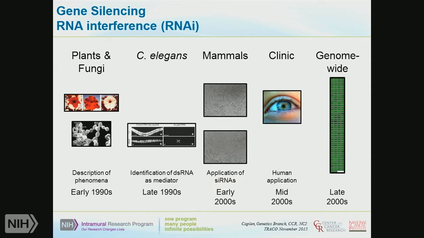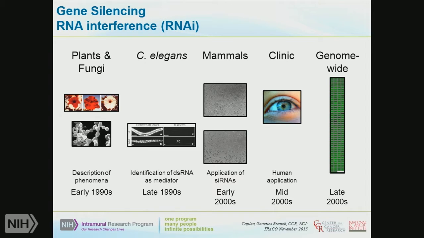It was unclear what was causing this until the work of Andy Fire and Craig Mello in the late 1990s, where they described in C. elegans that double-stranded RNA was able to induce this effect of gene silencing.